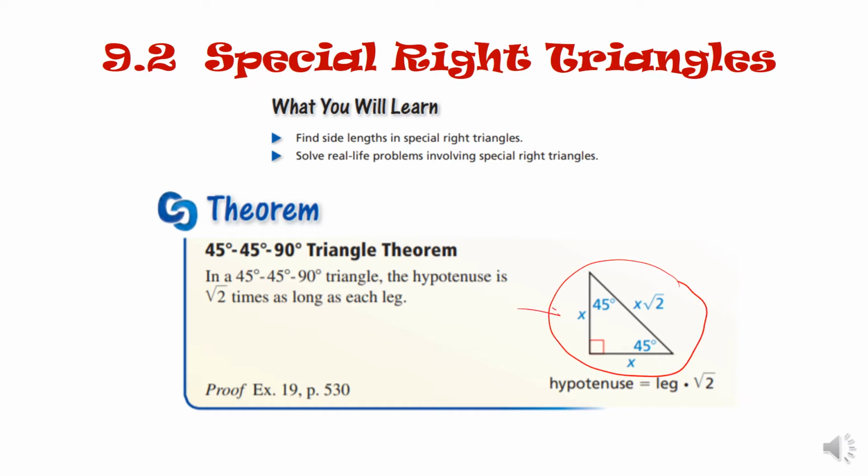The side lengths, the leg lengths, are x. And then the hypotenuse is x times the square root of 2. So that's the easiest one to remember. Remember that whenever you have a 90-degree angle and matching base angles that are the same, then it's always a 45-45-90 degree triangle.